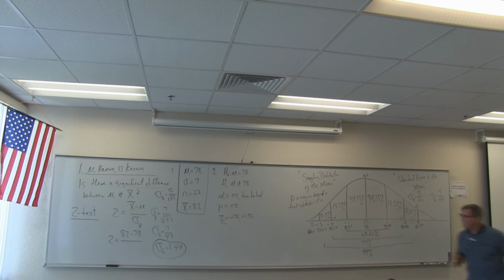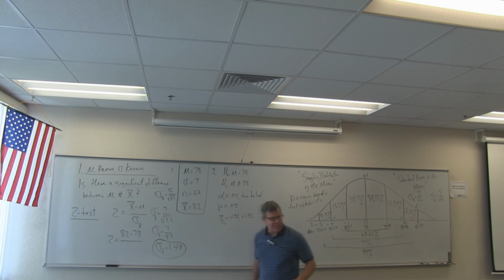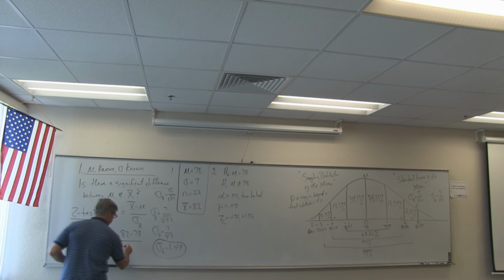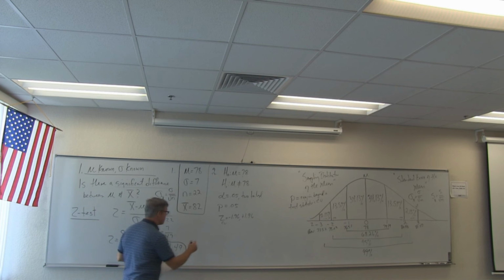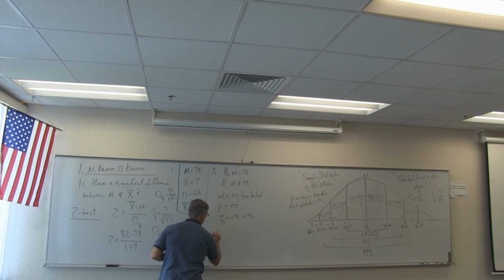Let's formally run the z-test and make the decision. This is 4 divided by 1.49. Z ends up being 2.68. Now we use the rule.